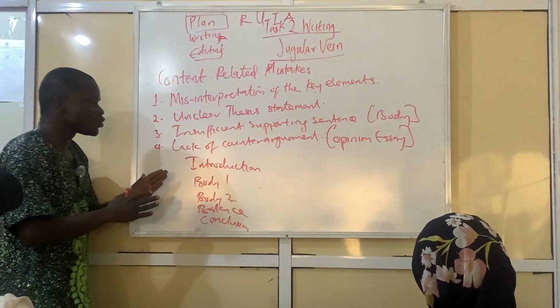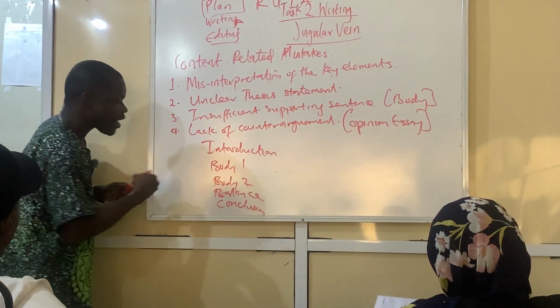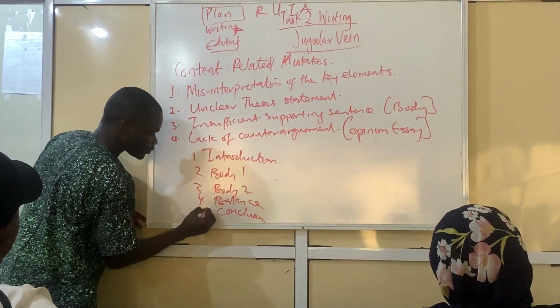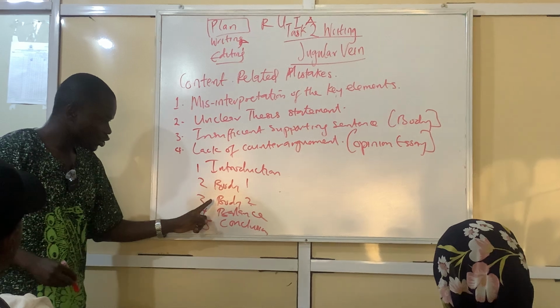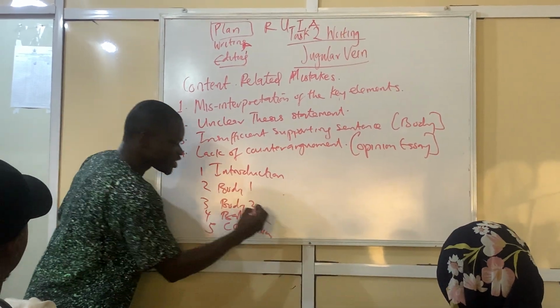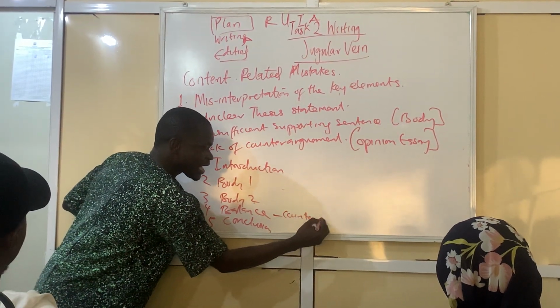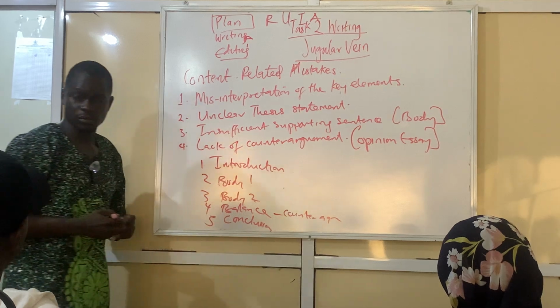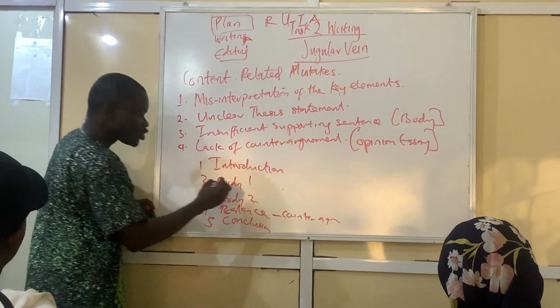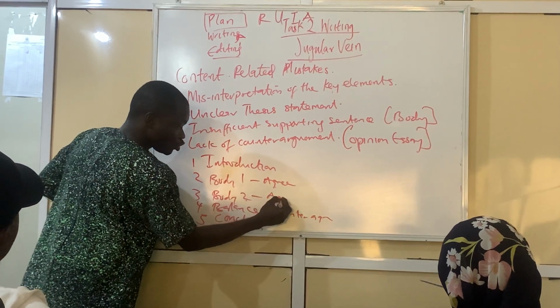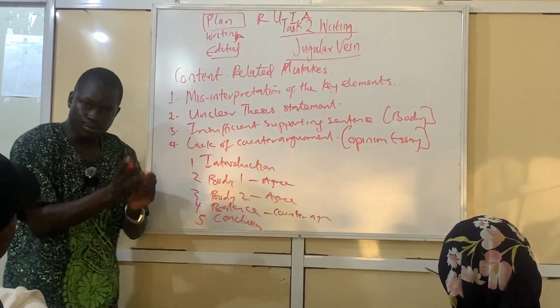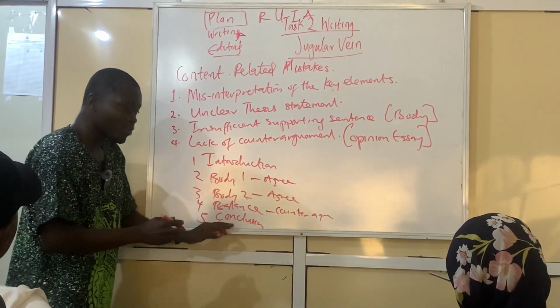So that's why if you want to write an opinion essay very well, you should have 5 paragraphs. Your introduction, your body 1, your body 2, your balance. This balance is the what? It is a counter argument. So in your body 1, you agree, as the case may be. Here you also agree. Here, you now try to balance yourself before coming to your conclusion.